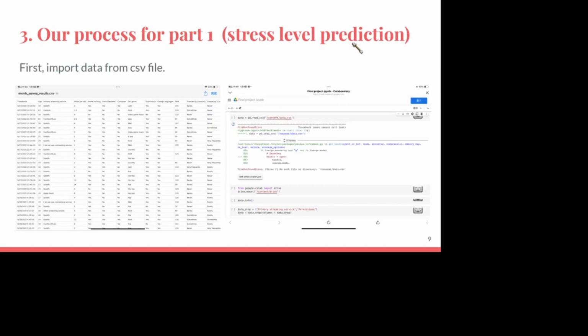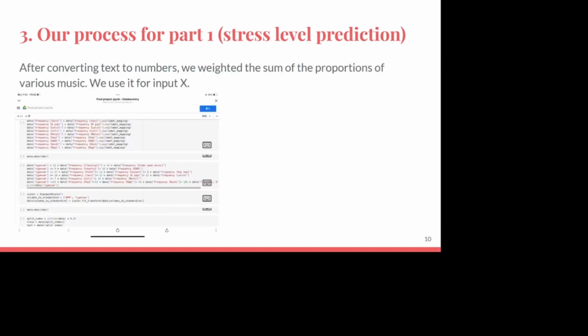To complete part 1's stress level prediction, the first step is to import the dataset from a CSV file. The dataset is the music listening histories dataset. After importing the dataset, we convert the text to numbers so we can use it later. And we weight the sum of the proportions of various music like hip-hop, K-pop, Latin, or R&B music, and we use it for input X.